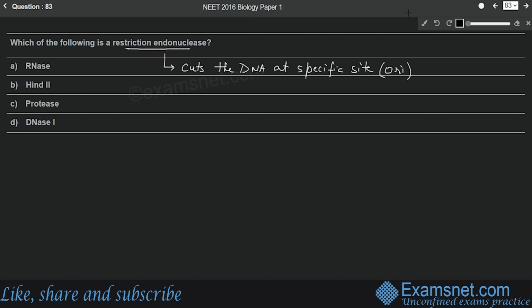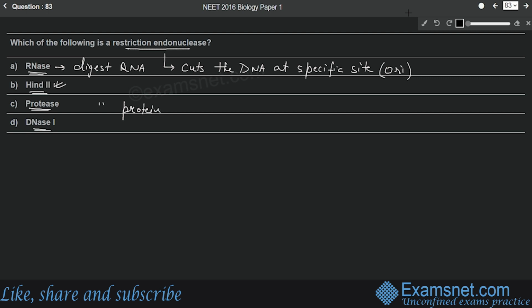The first option is RNase. So this is not a restriction endonuclease. It is an enzyme that digests the RNA. Then the second one is Hint2. So this is the correct answer because Hint2 is an example of restriction endonuclease. Third one is protease. So this is an enzyme that is used to digest protein.